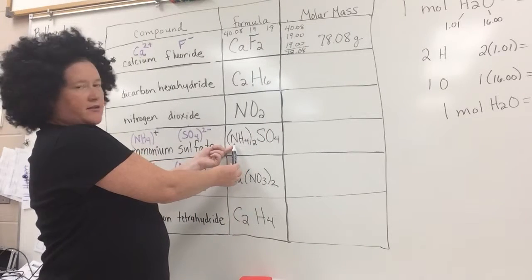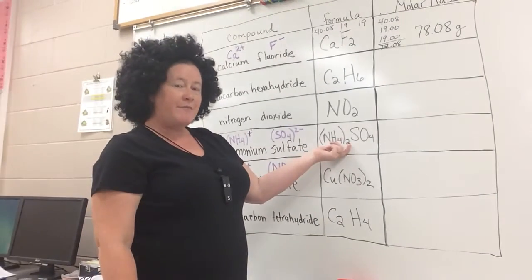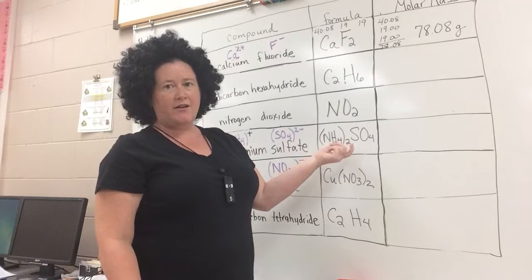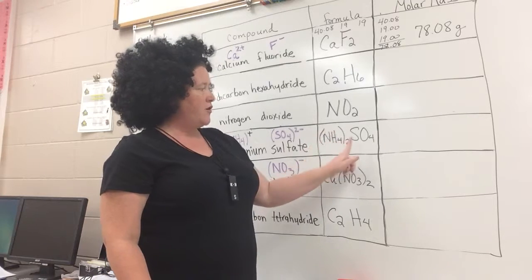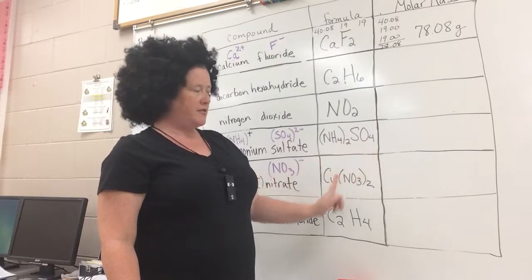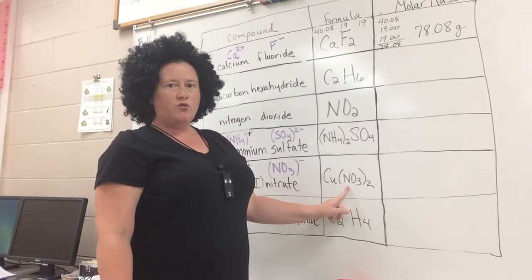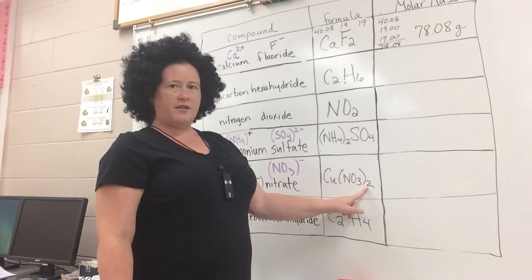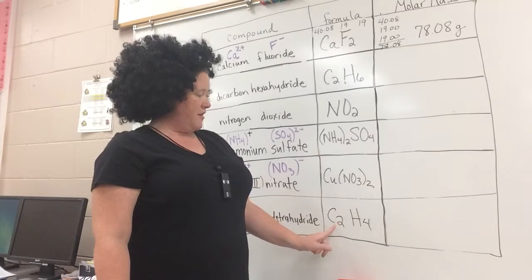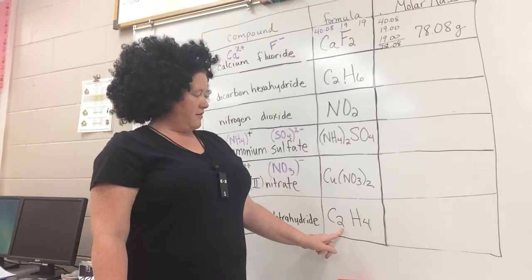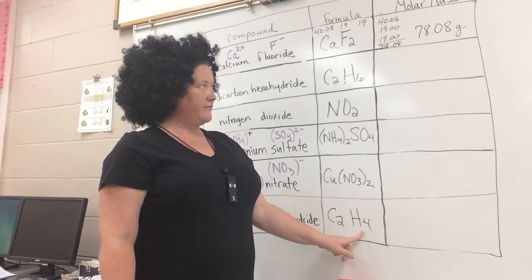Now I have 2 nitrogens and 8 hydrogens. A common mistake is for students to say that there are 6 hydrogens, but remember it has to multiply through. 1 sulfur, 4 oxygens. Here we have 1 copper, 2 nitrogens, because of that little subscript 2, and 6 oxygens, and then 2 carbons and 4 hydrogens.